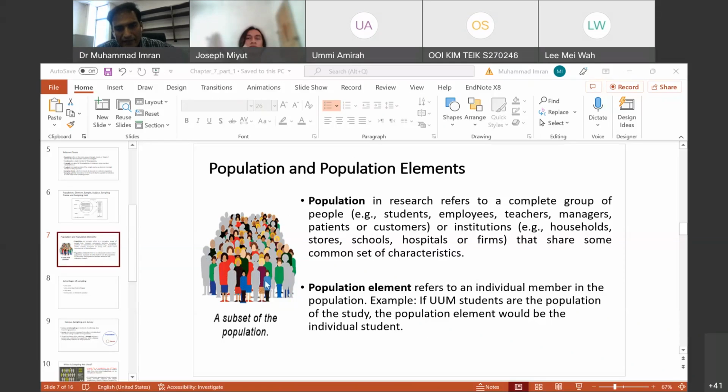Population, sample, element. See, one person, every individual, represents a population element. It refers to an individual member in the population. Example, if university students are the population of the study, the population element would be an individual student. Like Xu Xiang is one element of the population. Joseph will be one element of the population. Like Petrus, every individual. Okay, got it?